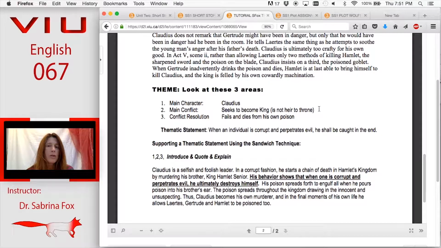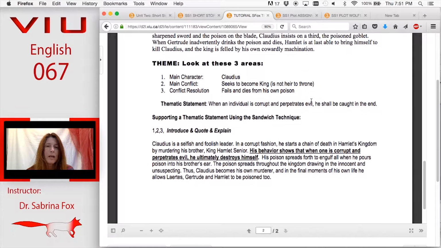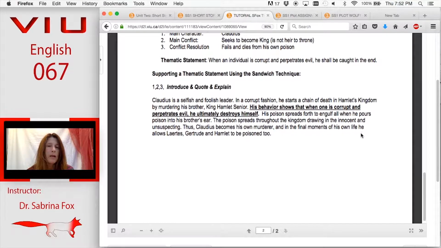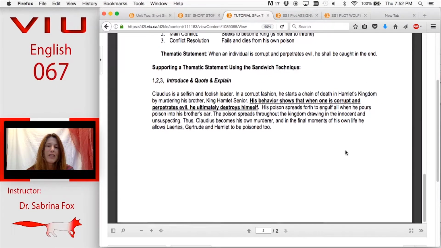So when you've had this wrong king, everything goes wrong all the way up to and including that basically his evil kills him. If we look at the main character, Claudius, he wants to be king. He kills his brother to become king, and in the end, he can't do it. He dies. So looking at someone who's evil like that, what can we understand? His behavior shows that when one is corrupt and perpetrates evil, he ultimately destroys himself. So when a person does horrible things, hopefully horrible things will happen to him or her, right? And that is an example of theme.